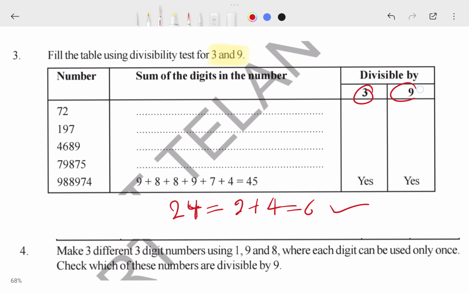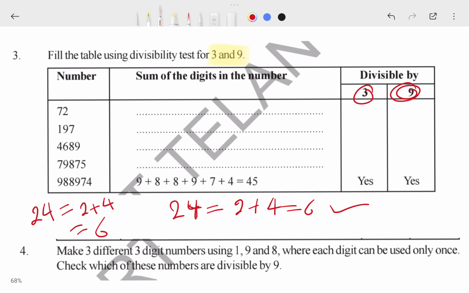Same as it is with 9. So this is 24. For checking whether it is divisible by 9 or not, just add the digits and see whether it is in the table. If it is in the table, then it is divisible. Like this 24, you need to check whether this is divisible by 9 or not. Just add the digits, 2 plus 4, what will come? 6 will come. Is 6 in the 9 table? No, it is not there, so it is not going to be divisible by 9, okay?